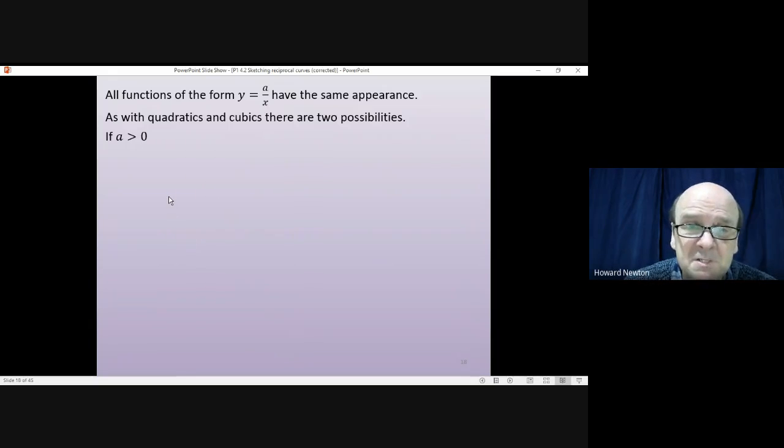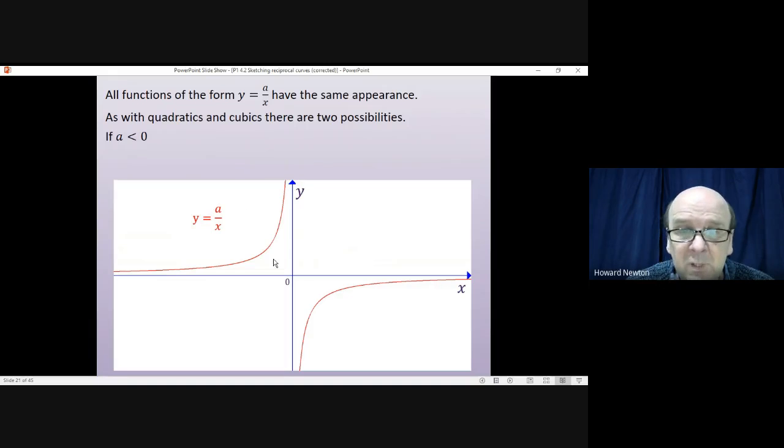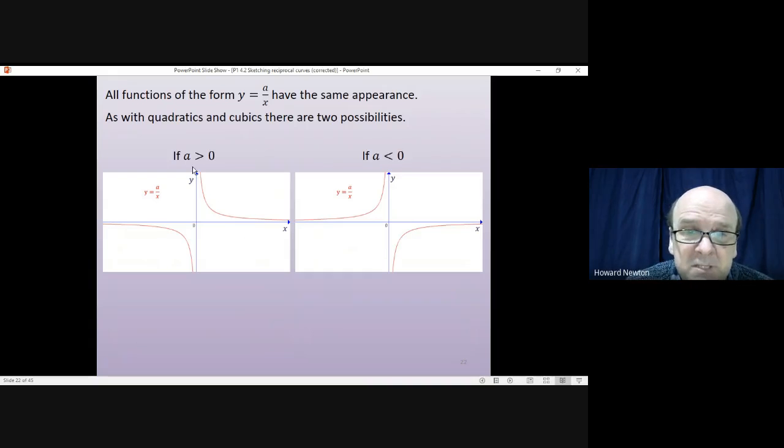First of all, if a is a positive number, then y equals a over x looks exactly like y equals 1 over x. It'll have that general shape. Now, if a is negative, then what happens is the whole graph reflects in the x-axis. So this part here will reflect down, and this part here will reflect up. And if a is negative, then you will get something like that. So those are the two possibilities. If a is a positive number, the graph will look like this. If a is a negative number, then the graph will look like this.